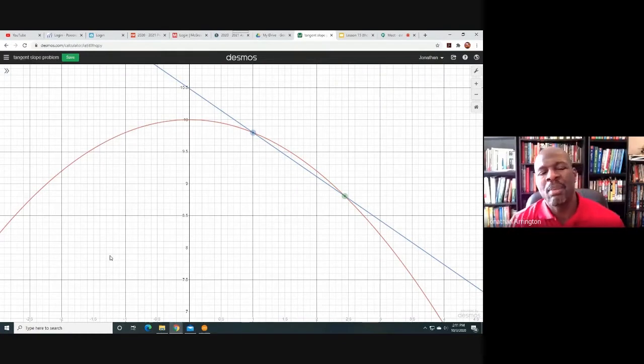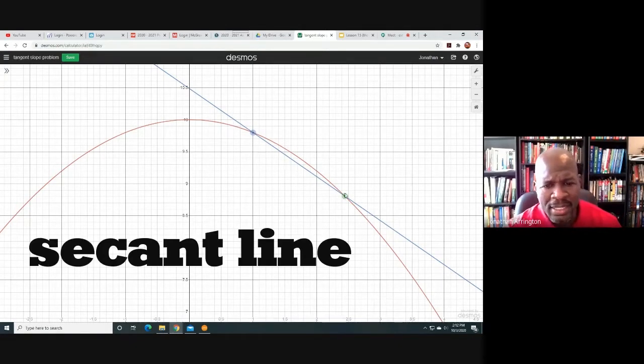So the tangent line problem is a problem concerned with finding a tangent line. So I have here the graph of a function f of x in red. And I have 2 points on this particular curve. And I drew a line through these 2 points. And this line is called a secant line.